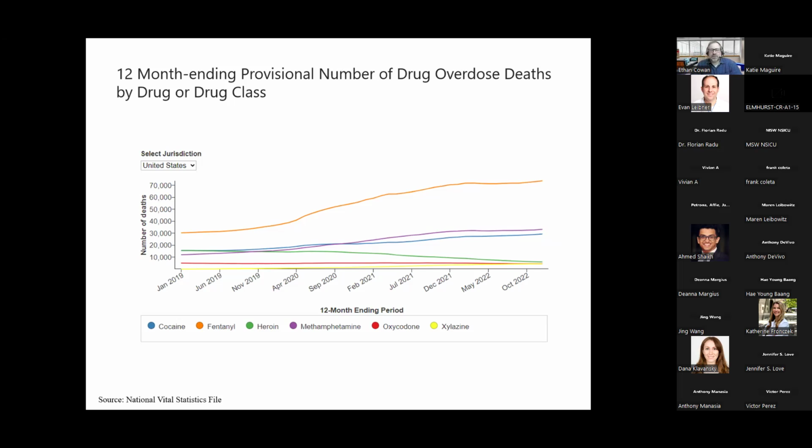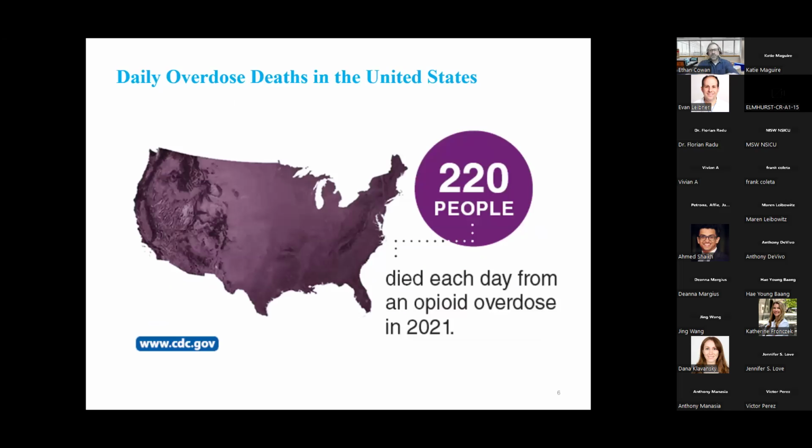I can tell you that the preliminary data, the provisional data for 2023 is not much different. It shows steady inclines in stimulant-related deaths and this continued rise in synthetic opioid-related overdose deaths. Now, it's a little bit hard to put all that in perspective. I mean, how does that equate with what we see on an everyday basis?